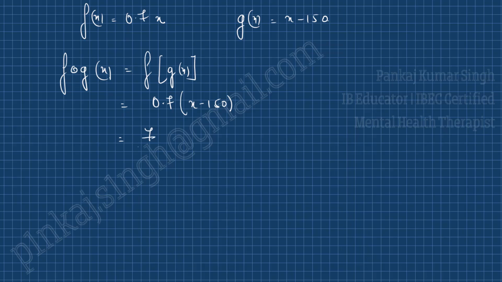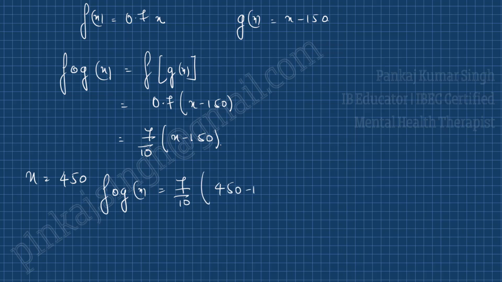I can write this as 7 over 10 times x minus 150. If the value of x is 450, then f of g of x is equal to 7 over 10 multiplied by 450 minus 150, which is 7 over 10 multiplied by 300. That cancels, so that's 210 Canadian dollars.